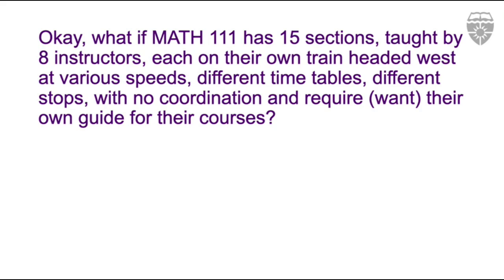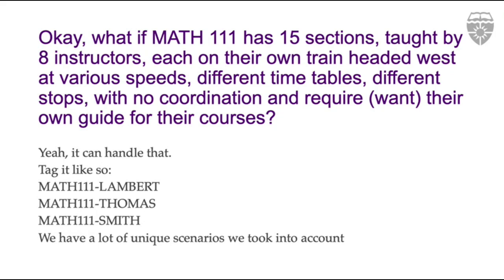Now, what if it gets complicated? You have those entry-level courses. You have lots of instructors. Maybe some of those instructors have different things that they want presented to their students. Are we able to create multiple Math 111s for 15 sections and 3 instructors? Yes. You can actually take a guide with the course code dash last name. So then we have 3 instructors who teach all 15 of those sections. Yep, you can do that.